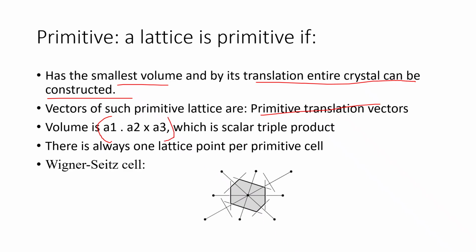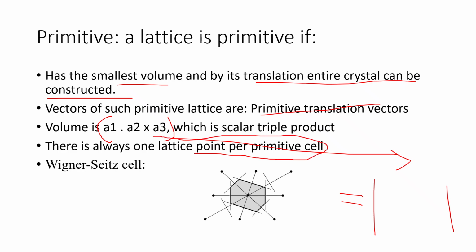These are vectors, and this is nothing but the scalar triple product, which is the determinant of three vectors. And there is always one lattice point per primitive cell. So the primitive cell will have one lattice point. What it essentially means is this. Let me draw a diagram.